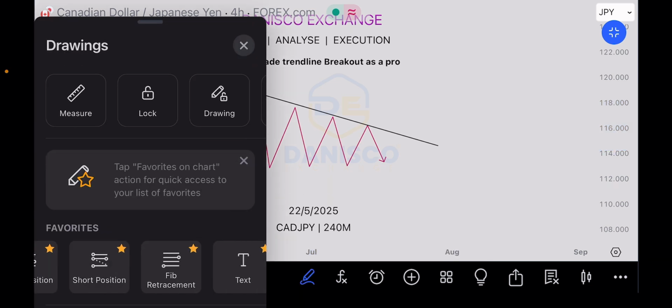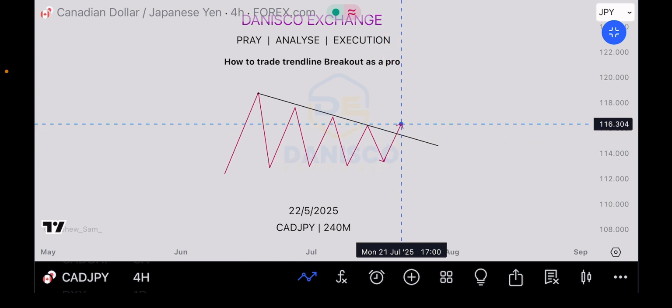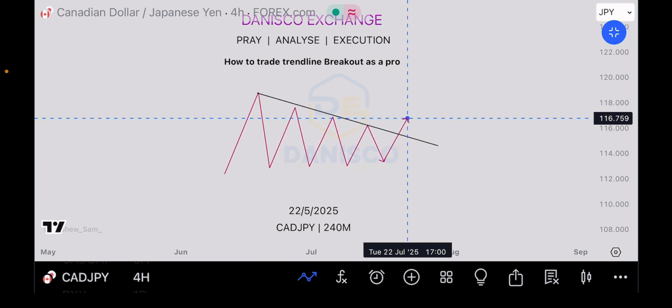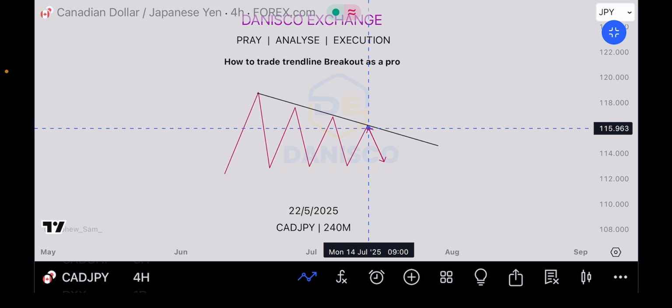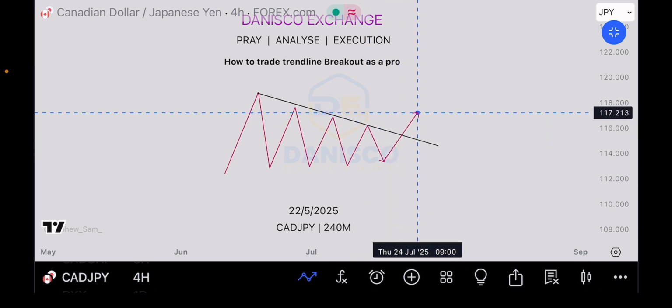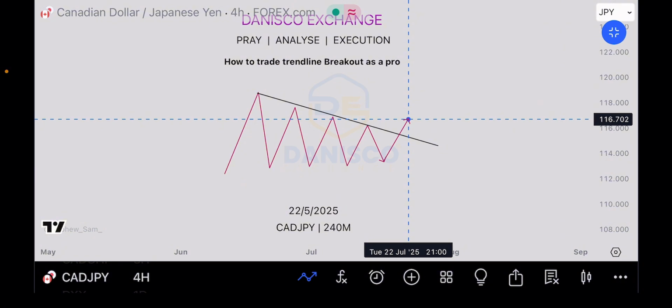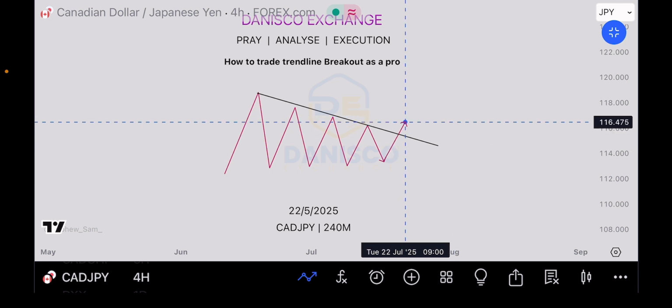So now we are expecting the price to come up. We are expecting the fifth touch to break out. That is why I call it the trend line breakout fifth rule. After having the first, second, third, and fourth one, I'm expecting the fifth one to break out. I know most of you are not aware of this, but this is how I trade trend line breakout and retest profitably.